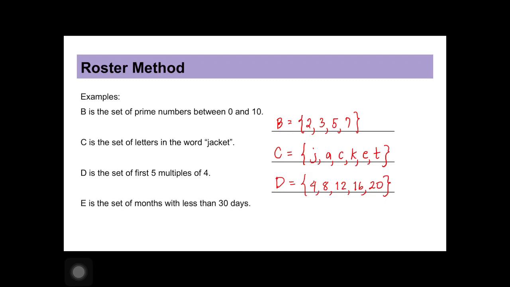Okay, next, E is the set of months with less than 30 days. Okay, so letter E would be months. We have January to December. But we only need the month with less than 30. So of course, it's only one month. That is February. Okay, so that is our roster method.